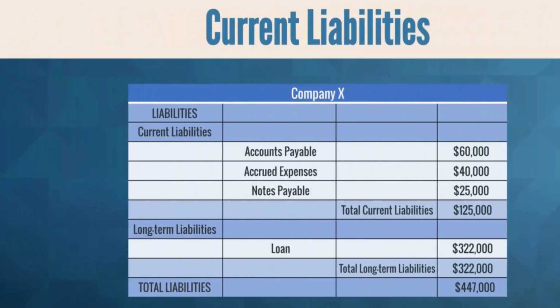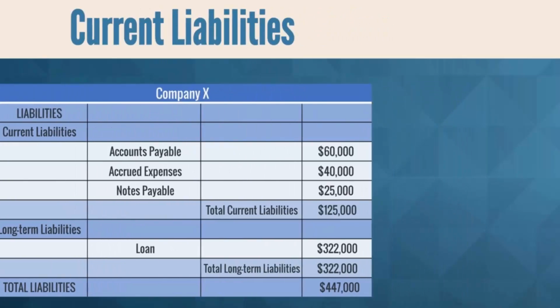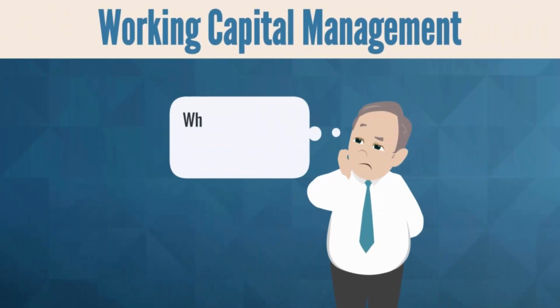Along with current asset investments, firms also incur short-term obligations called current liabilities. These are usually due within 12 months. Accounts payable, accrued expenses such as wages and taxes, and notes payable are the three most common types of current liabilities. Alright. Here's a question: what does effective working capital management aim to achieve?